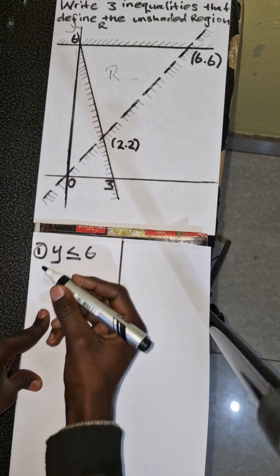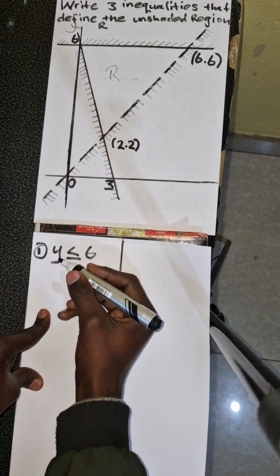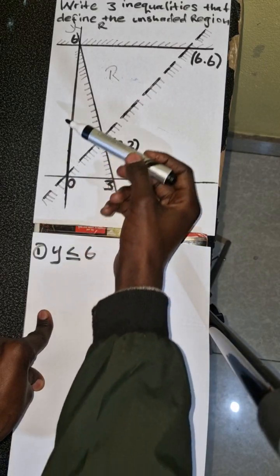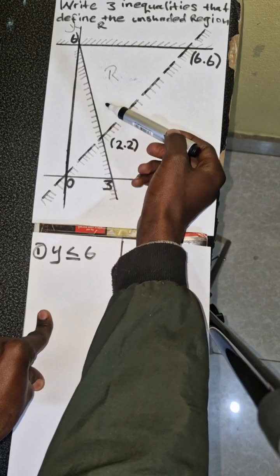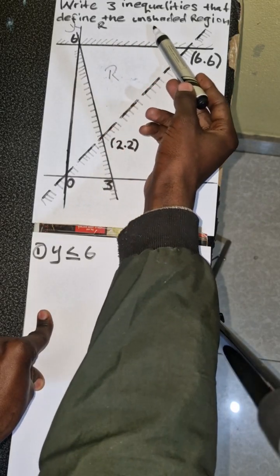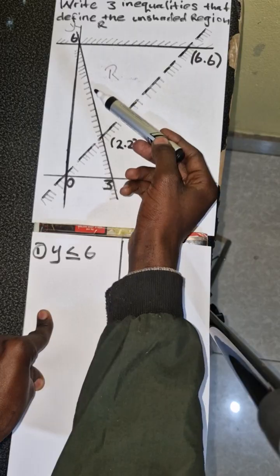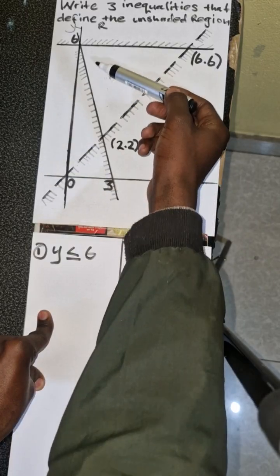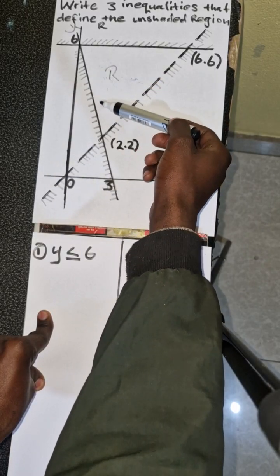Why am I saying y is lesser than 6? It's because the lesser region hasn't been shaded. It is the greater region which has been shaded. So that's why I'm saying y is lesser than 6. The lesser region has not been shaded.